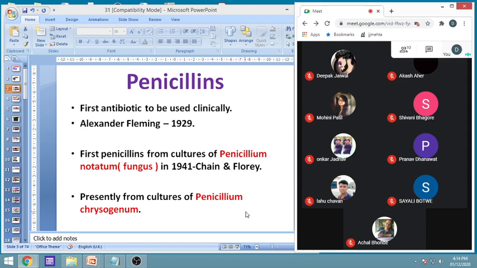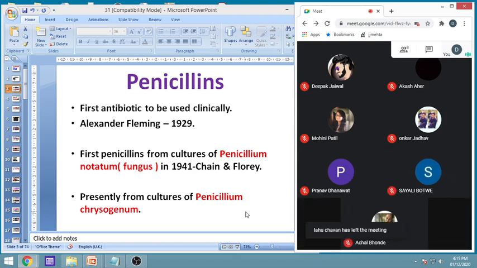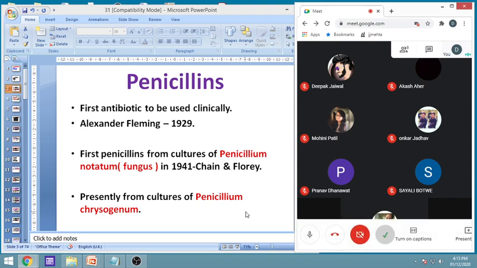So we were discussing that penicillin was the first antibiotic which was used clinically. Alexander Fleming accidentally found it. He was fortunate, he could observe it, and then he was not sure. Then whatever his reports were, those were studied, and as I told you, Chain and Florey, or people call them Florey and Chain, separated it from the cultures of Penicillium notatum. It was a fungus, and presently it is obtained from the cultures of Penicillium chrysogenum. So this is the basic brief history of penicillin.